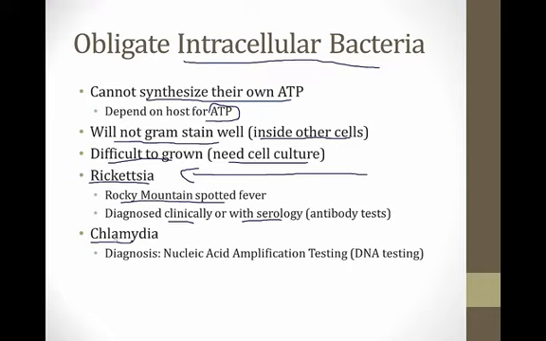Second obligate intracellular bacteria is Chlamydia, which causes sexually transmitted disease and some other infections. And this is also not usually diagnosed by culture because it's very hard to grow. You diagnose Chlamydia infections usually with DNA testing called nucleic acid amplification testing.